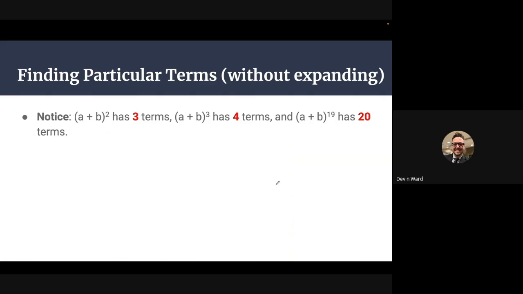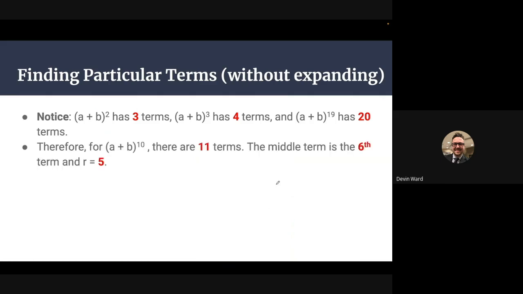Remember, when we expanded out (a plus b) squared, it had 3 terms. (a plus b) cubed had 4 terms. So by logical extension, (a plus b) to the power of 19 would have 20 terms. And (a plus b) to the power of 10 would have 11 terms. If we're looking at the middle term, it would be term number 6, and it would be r equals 5.